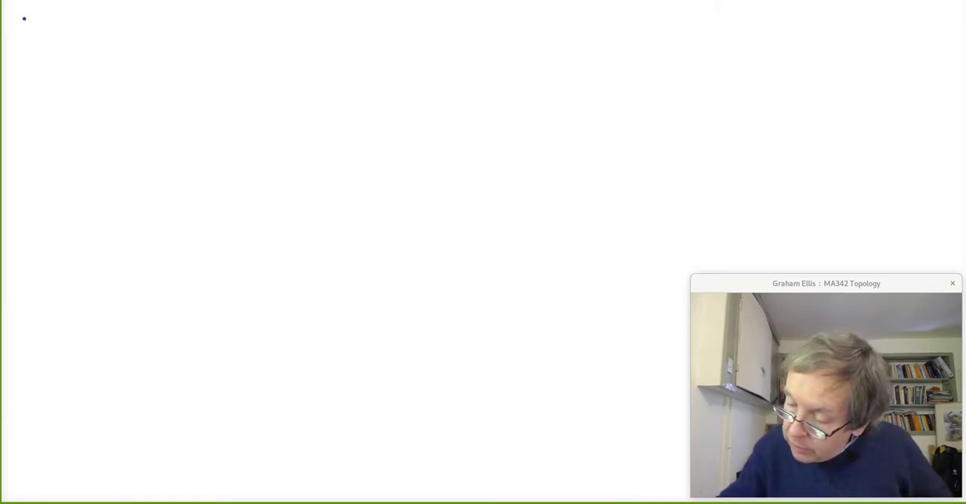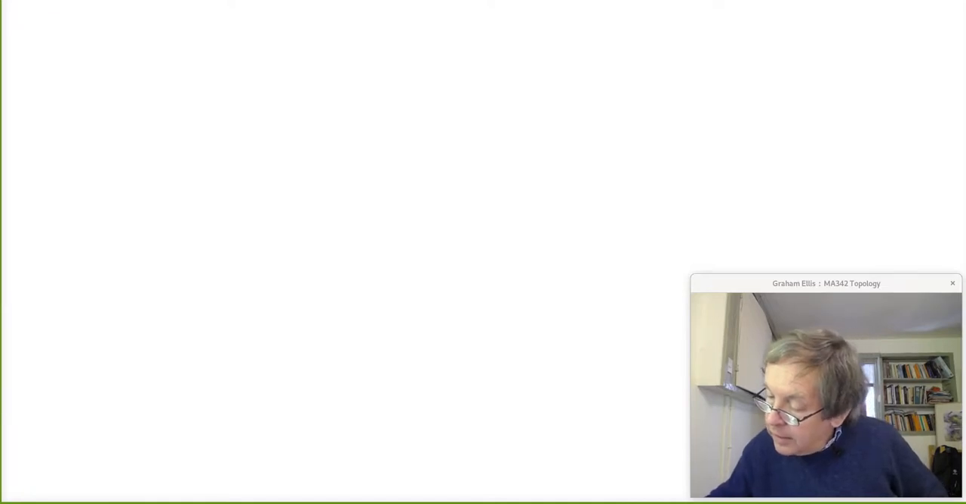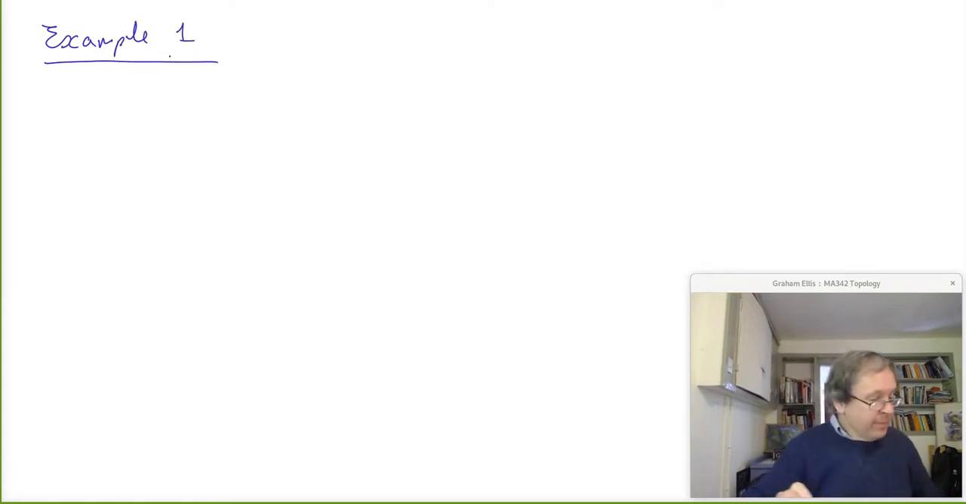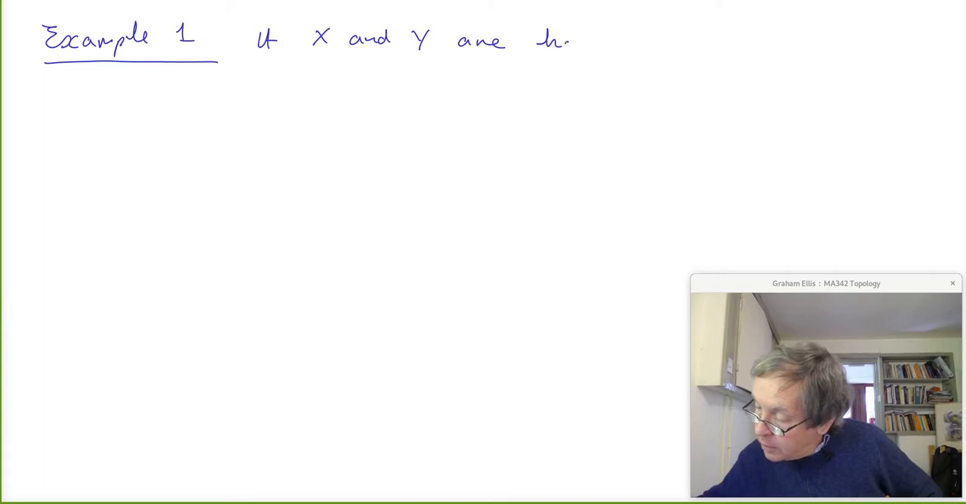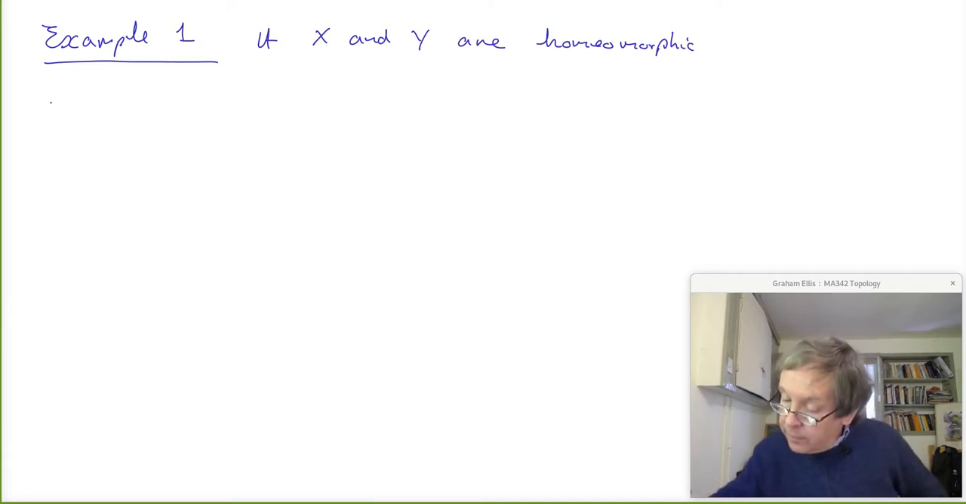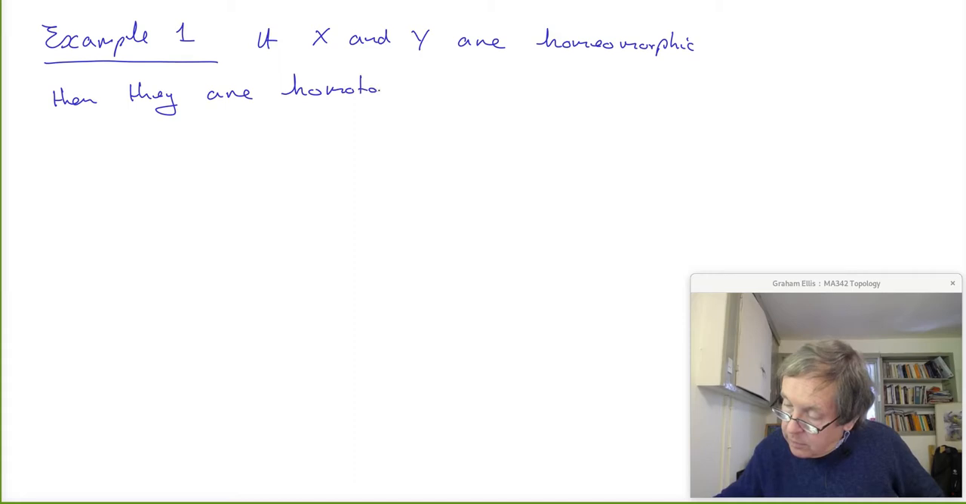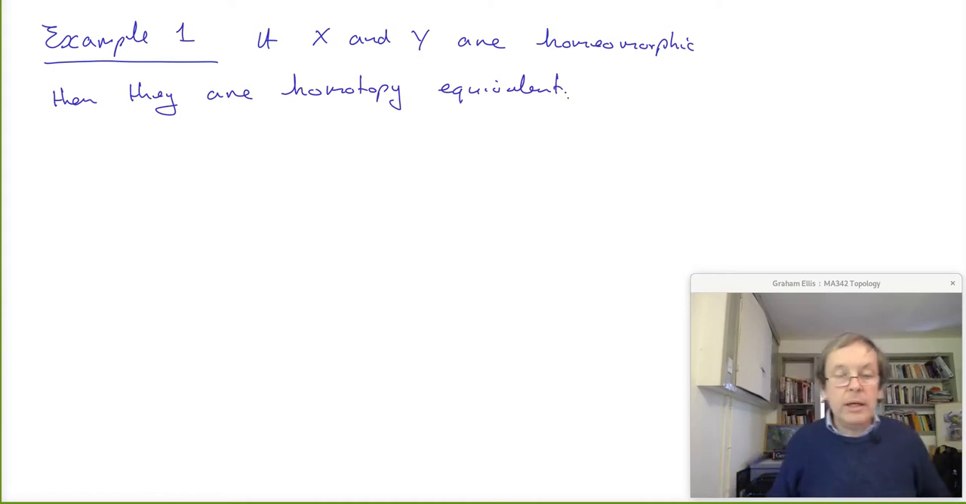Example. I've called it... far too fat. Hang on. Example one. If X and Y are two spaces, and if they are homeomorphic, then they are also homotopy equivalent. Yeah. So let me just explain why, because we've come across homeomorphic spaces already in the course. So any two spaces which are homeomorphic are also homotopy equivalent.